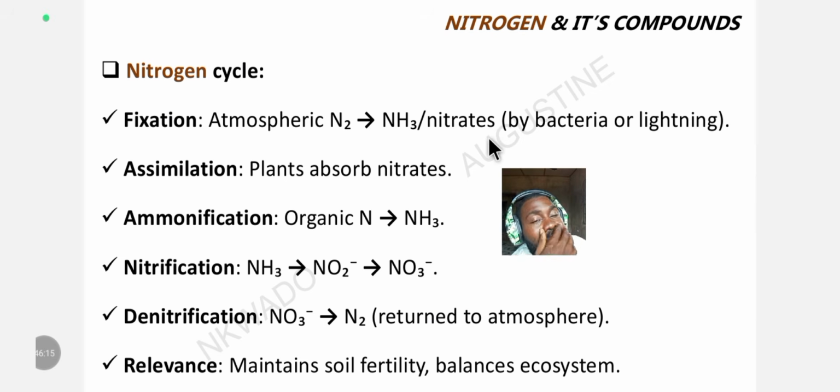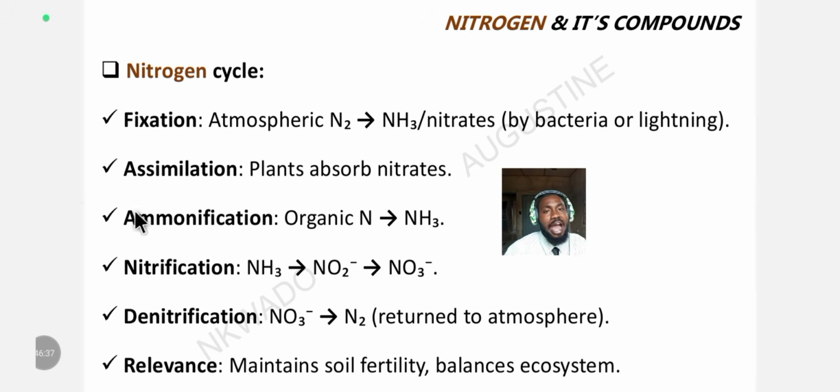The bacteria that turns nitrogen to ammonia and nitrates are called what? Nitrosomonas. Then after the fixation process, the assimilation process occurs. During this assimilation process, what happens? Plants now absorb those nitrates through their roots. They use their roots to absorb those nitrates, and they use it for their development.